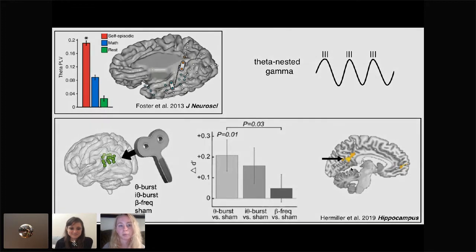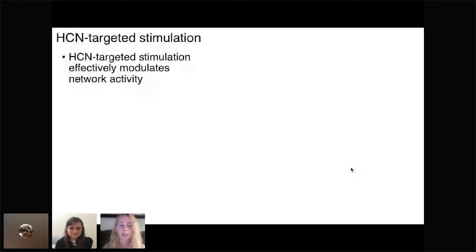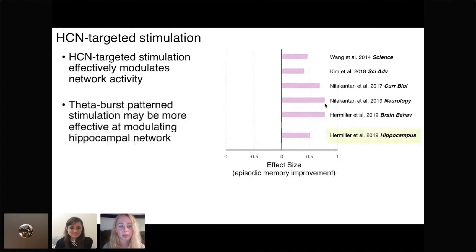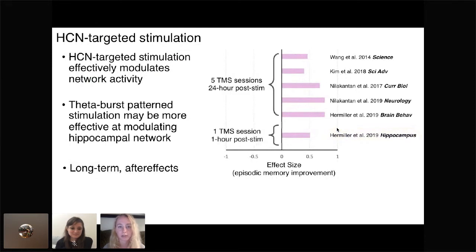So to piece everything that we just talked about together, we found that our HCN targeted stimulation approach is one that effectively modulates our network activity. And we found this in a variety of studies from the lab. And the one that I previously mentioned indicated that the theta burst pattern stimulation may be more effective at modulating our hippocampal network. But these studies were all looking at long-term or after effects of stimulation.